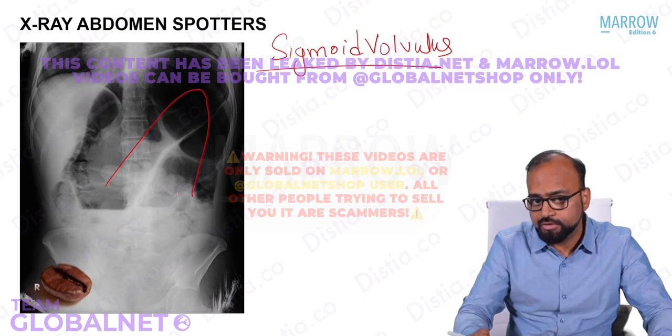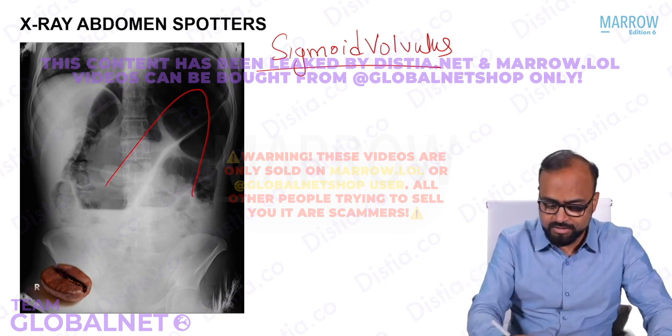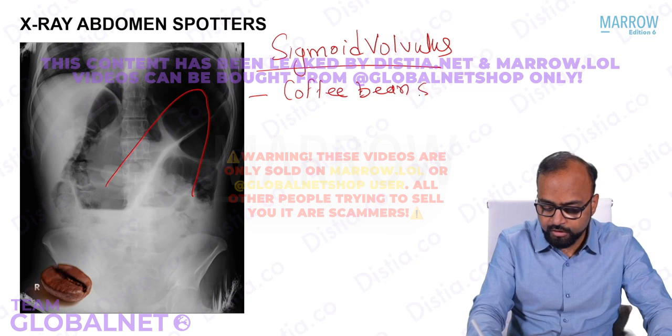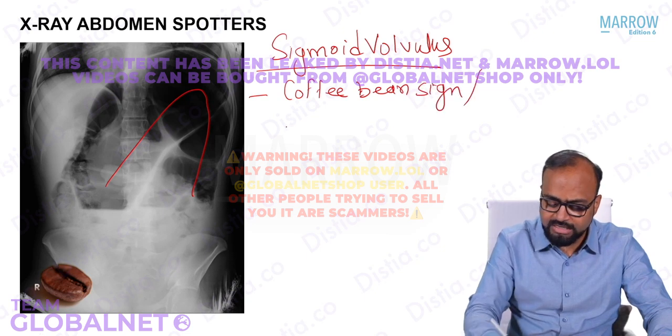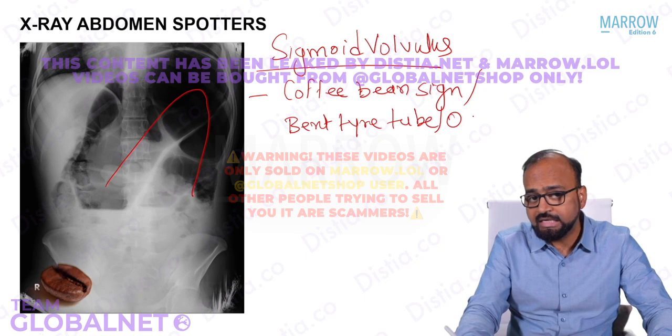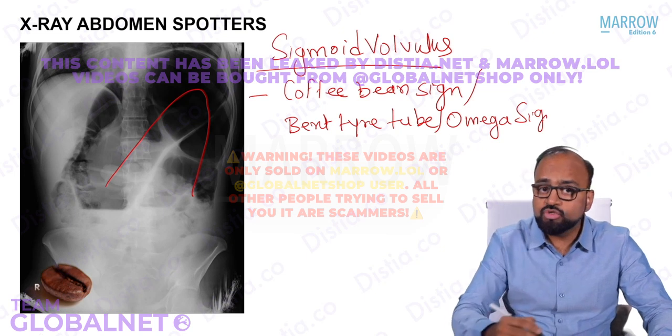It has lost its haustrations. Now, this shape of the bowel loop that it takes is what is called the coffee bean sign. This has also been called the bent tire tube sign, also called the inner tire tube sign or omega sign. Then there are various overlap signs.